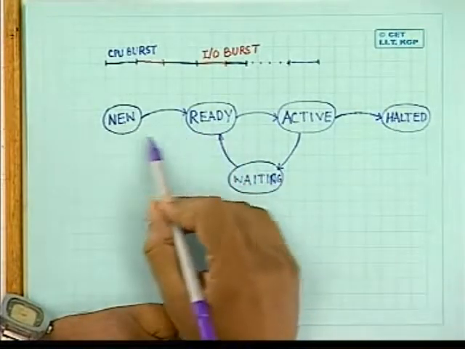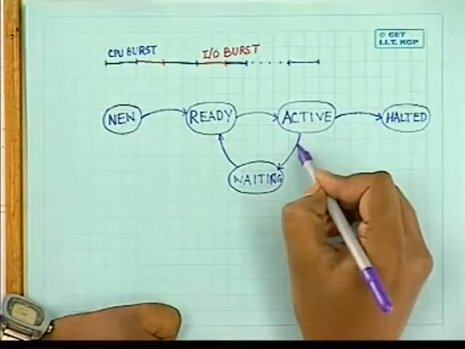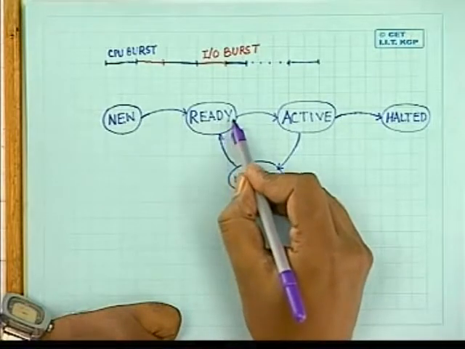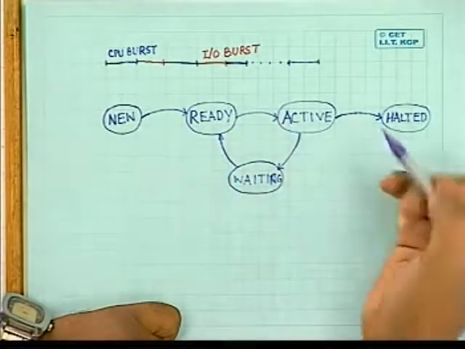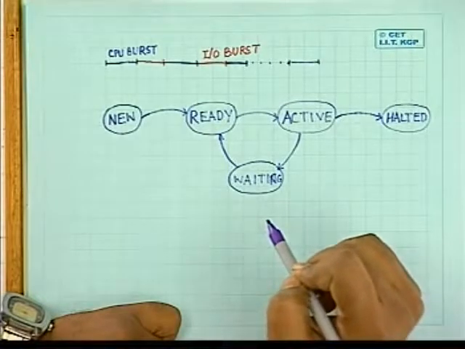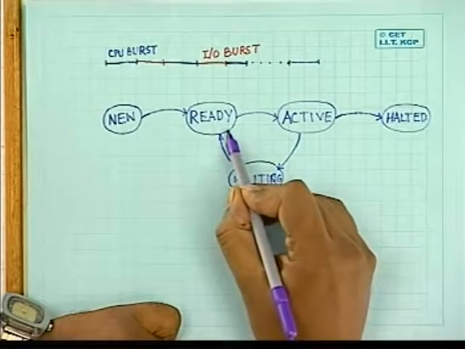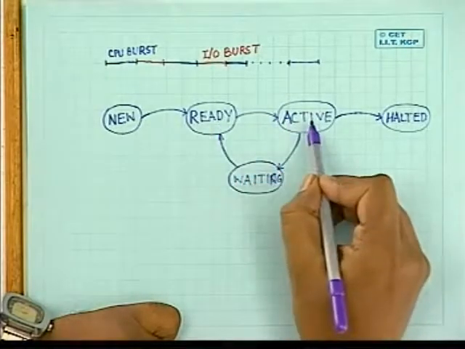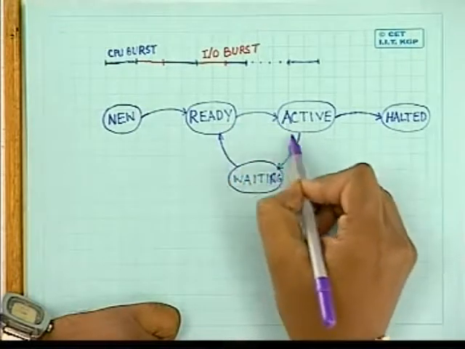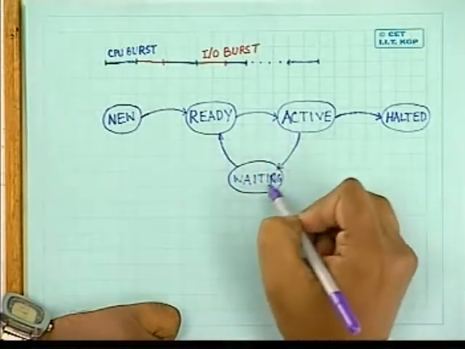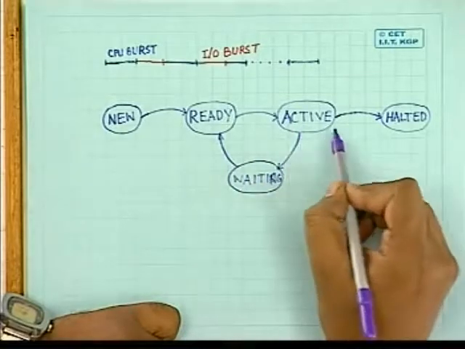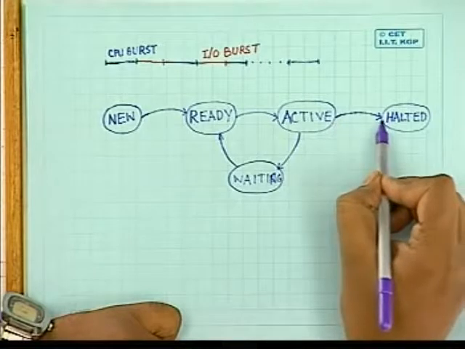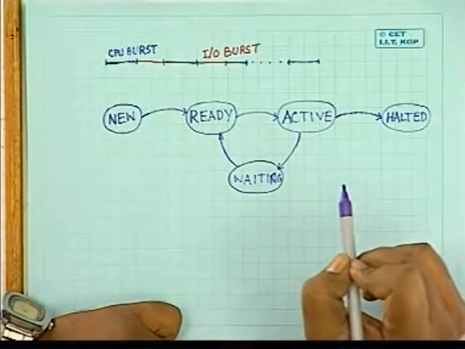So you find that from the active state, the job will go to waiting state, from waiting state to ready state, then from ready state it will again be active at some later time. Any typical job will go through a number of cycles from ready state to active state to waiting state to ready state again. So it goes through a number of cycles in these three states, and then finally when the last CPU burst of the job is complete, it will come out of the system and go to the halted state.